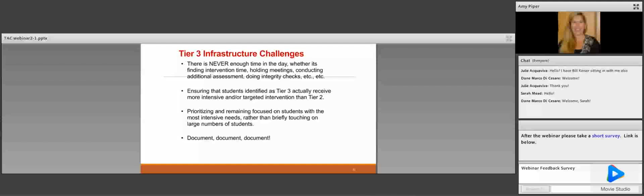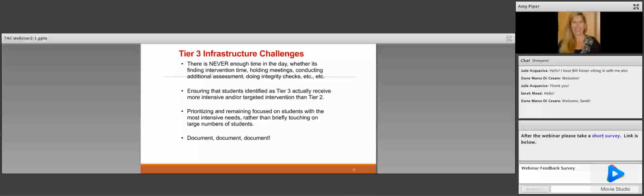We really need to make sure that those students at Tier 3 are receiving more intensive and targeted intervention than the Tier 2 students. We were having some difficulties at one point that it looked pretty similar, and they really needed to look different because we wanted to ensure that students were truly Tier 3, that they got something more intense than the students at Tier 2 more often. So that we've really worked on hard. Really prioritizing and remaining focused on students with the most intense needs, rather than just briefly touching on a large number of students. We really talk about every student, but we keep it data-based. We really focus on the data, focus on the specific skill needs of the students, and address it.